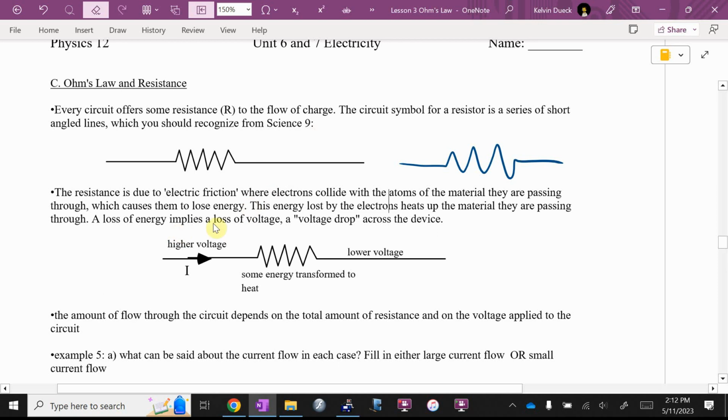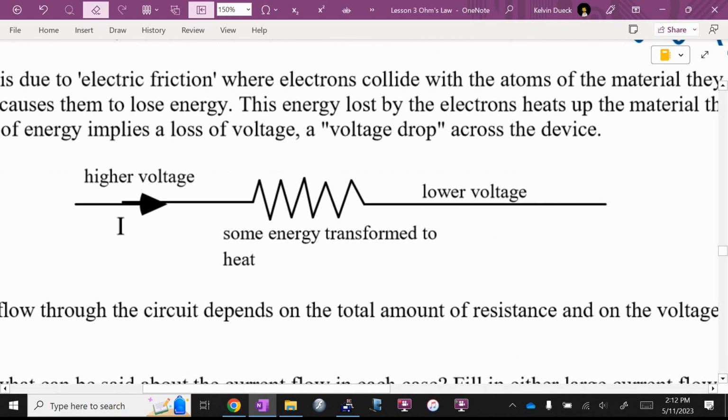So a loss of energy implies a loss of voltage, or a voltage drop. If you have a circuit, first of all, what direction is the current flowing according to the circuit? To the left or to the right? Be obvious here. To the right. What direction is the electron flow? To the left, but we're going to pretend from now on it's current.